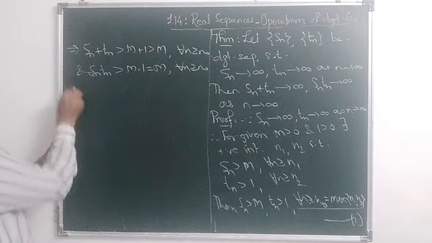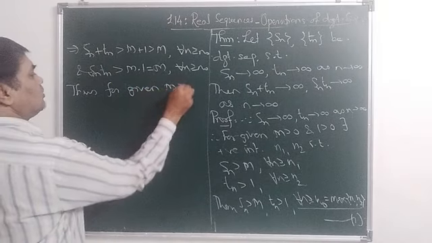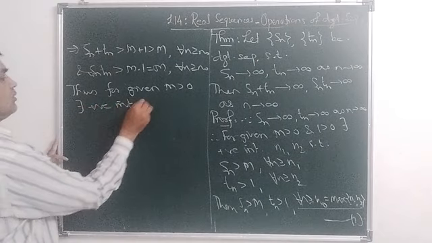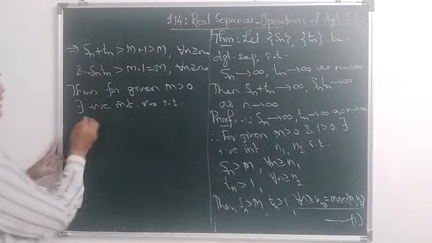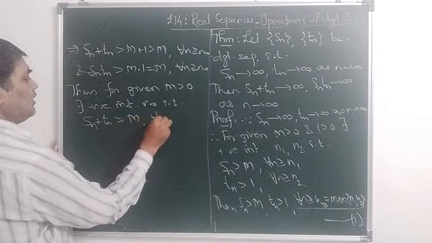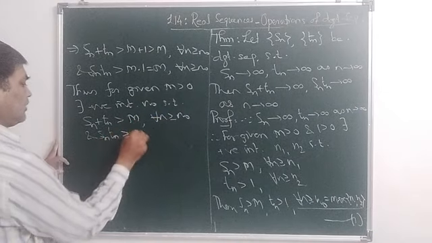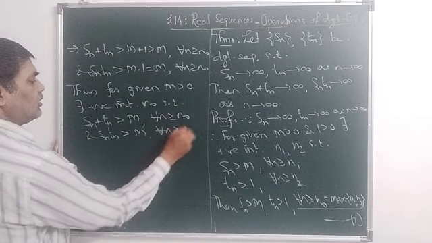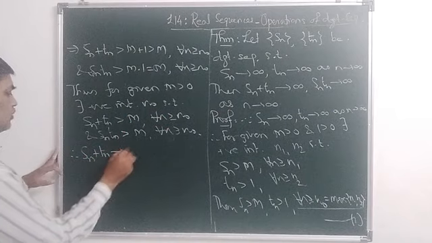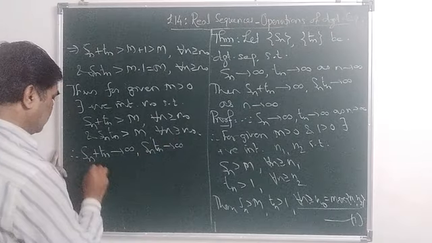Thus, for given m greater than 0, there exists positive integer n0 such that Sn plus Tn is greater than m for every n greater equal n0, and Sn Tn is also greater than m for every n greater equal n0. Therefore, Sn plus Tn tends to infinity, Sn into Tn tends to infinity as n tends to infinity.